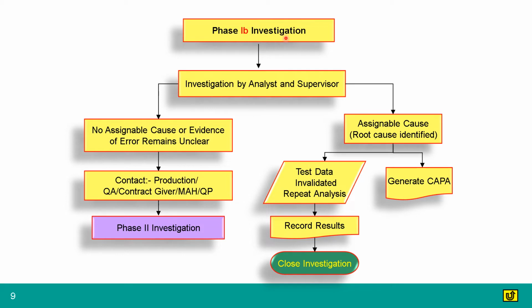Phase 1B investigation. Investigation by analyst and supervisor. No assignable cause or evidence of error remains unclear. Contact production, QA, contract giver, MAH, QP. Phase 2 investigation. Assignable cause: root cause identified. Test data invalidated. Repeat analysis. Generate CAPA. Record results. Close investigation.